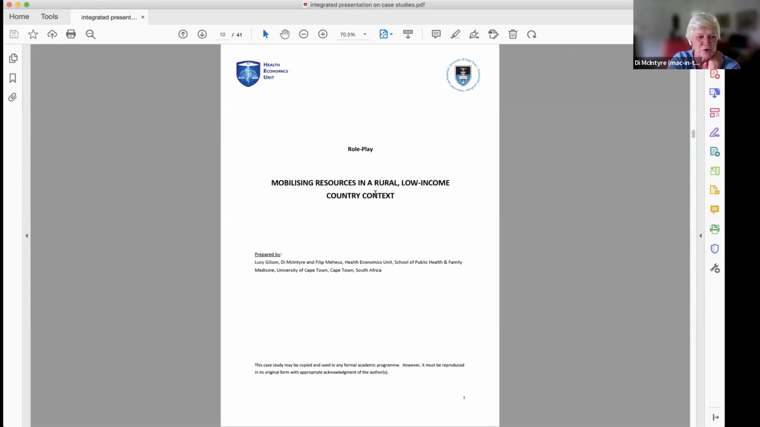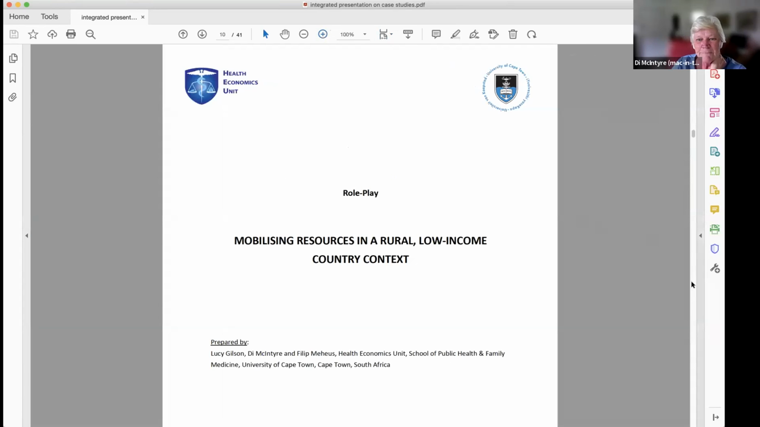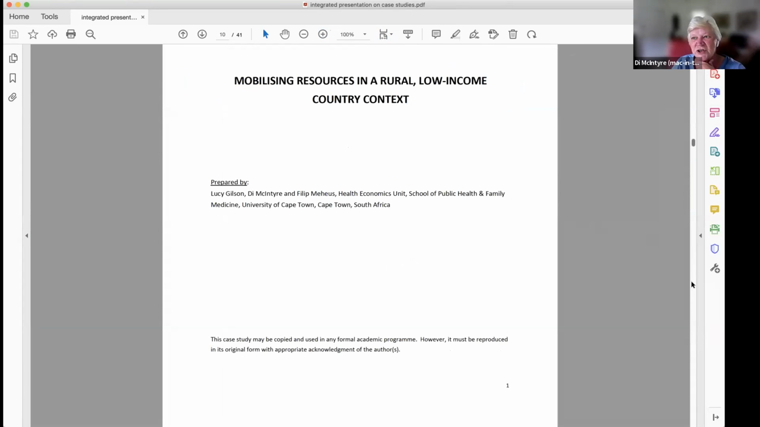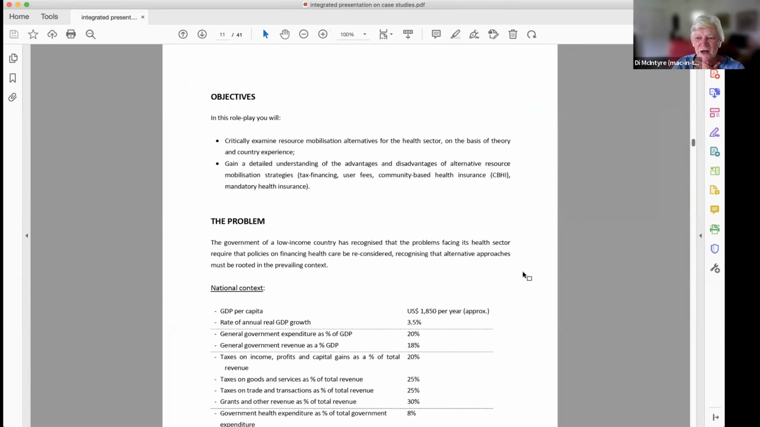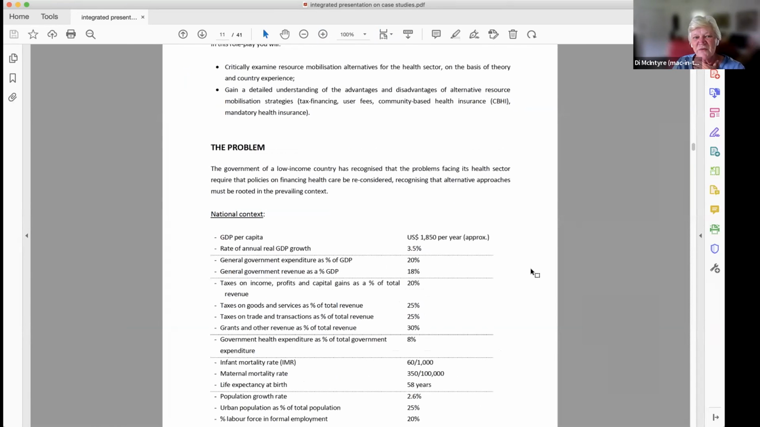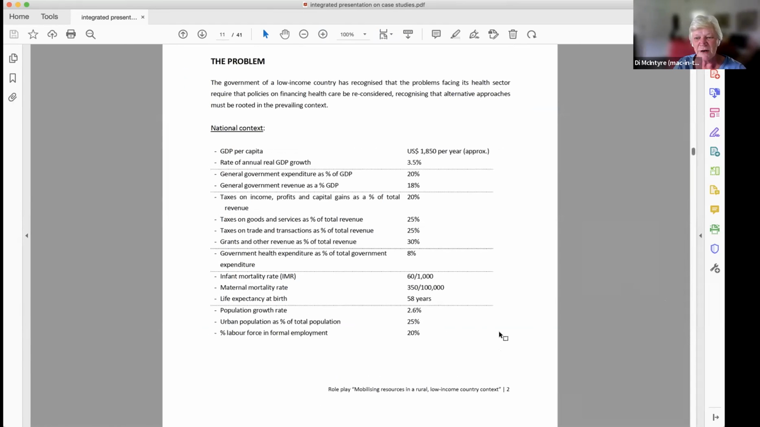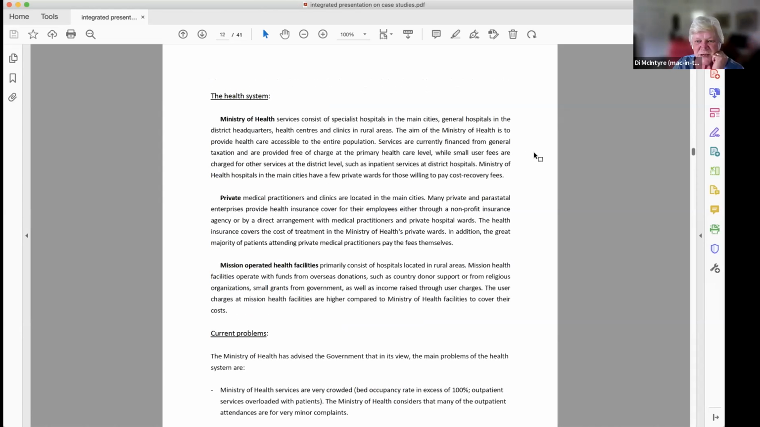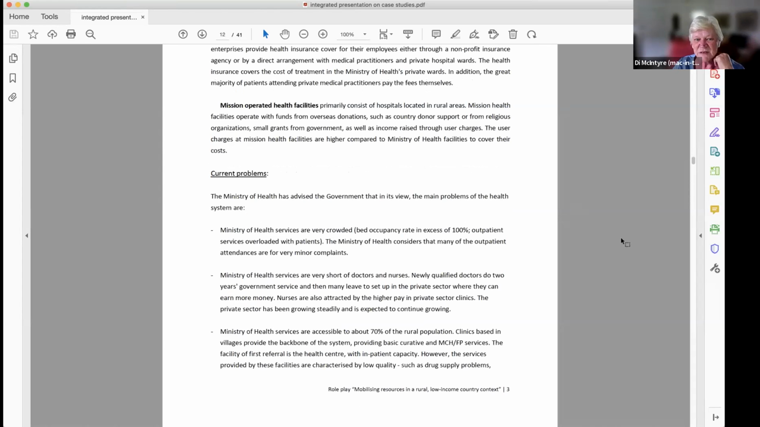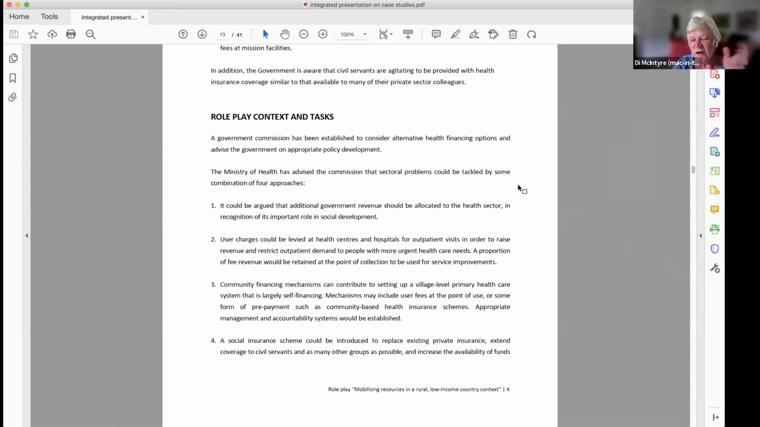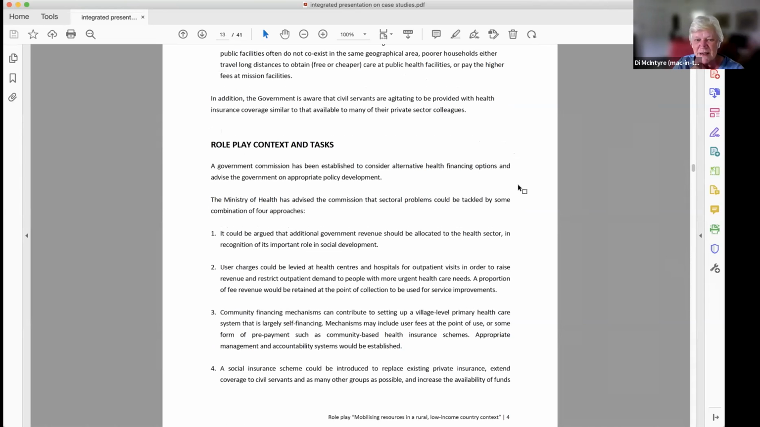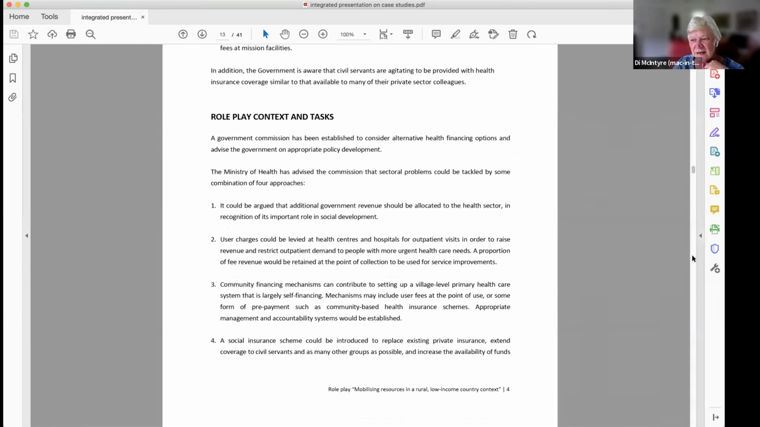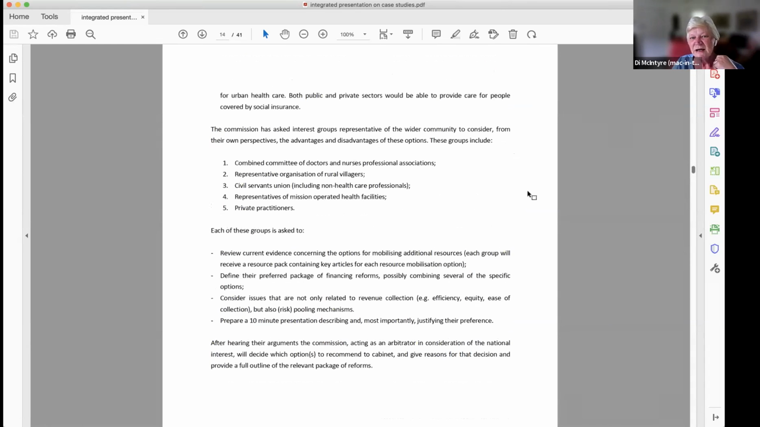So, okay, now I'm going to switch over to just give you a little taste of what a role play exercise looks like. And this is one about revenue generation, mobilizing resources for healthcare in a low-income country. And it's quite straightforward. It just provides a bit of information about the country, the macroeconomic and health status of the country, a little bit about the health system, just in very broad terms, and then outlines some of the problems that the health system is facing. And essentially, students are provided with reading material that they do as background reading about different health financing mechanisms, and are then asked to consider what they would recommend in this country context in the form of a role play.